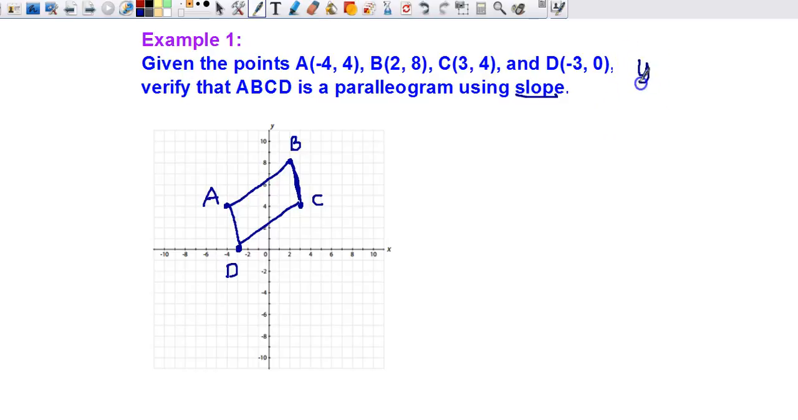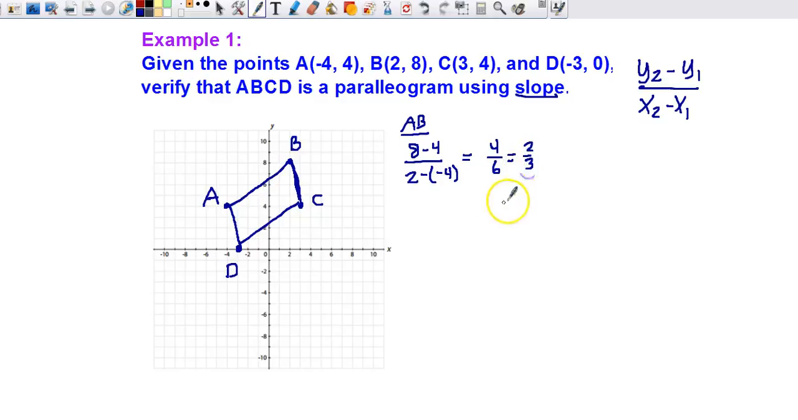So remember, slope is y2 minus y1 over x2 minus x1. We want to get the slope of all four segments. I'm going to start with segment AB. I'm just going to use the coordinates up here. Y2 and y1 is 8 and 4. X2 and x1 is 2 and negative 4, so 2 minus negative 4. Well, that's really just 2 plus 4, isn't it? So this is going to be 4 divided by 2 plus 4, which is 6. You can reduce that to 2/3. So that slope is 2/3.